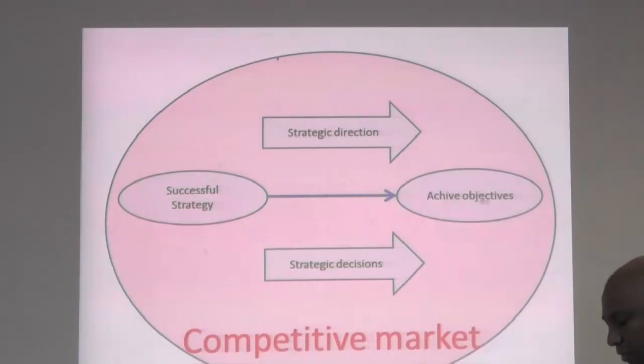So, in order to achieve these objectives given here, you must have successful strategies, and that strategy should have very good direction, long term directions. So, that is the direction that you are going to implement through a strategic plan. So, you are going to direct the successful strategy to achieve objectives. Then what are the strategic decisions?